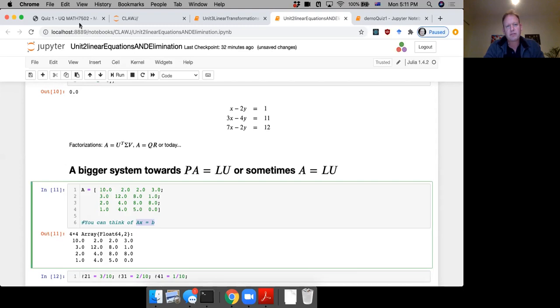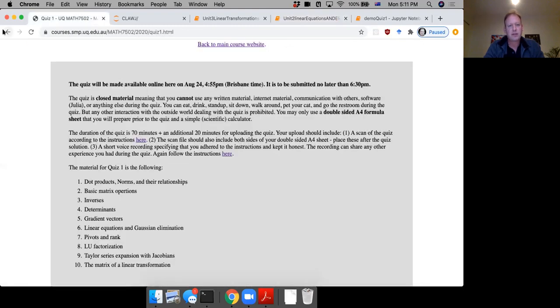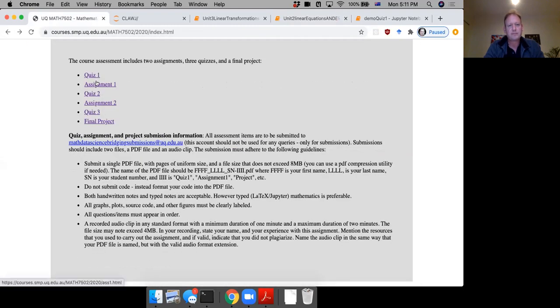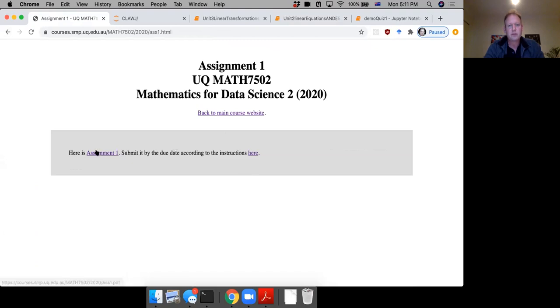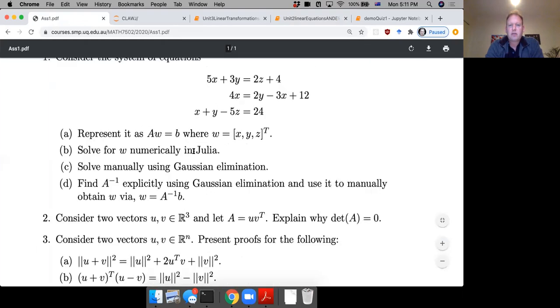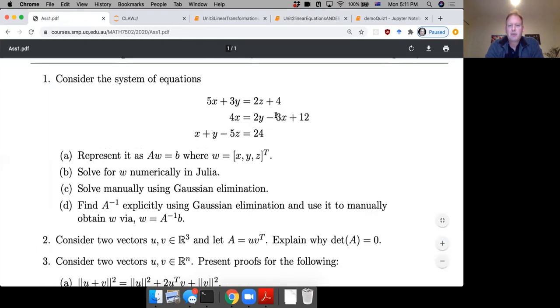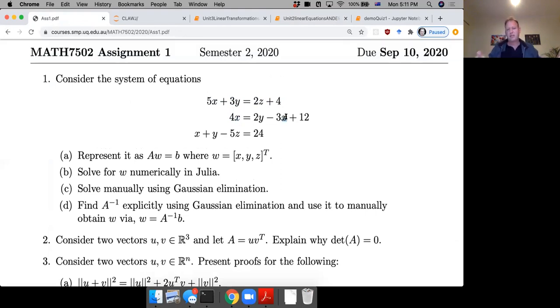Now, just a comment about this. Let me digress and go to assignment 1. So here's assignment 1. There were a few questions. Hey, is this a typo? You need to look at this system of equations. Why do we have here, for example, 4x and 3x? Is this a typo? Is this supposed to be a z? No, it could have been a typo, but in this case, it's not.